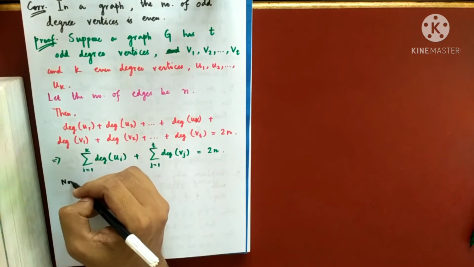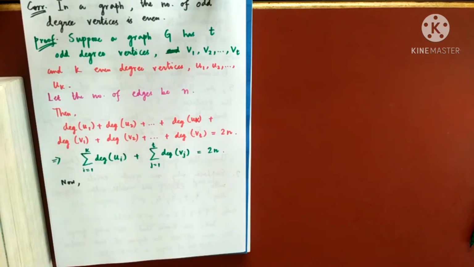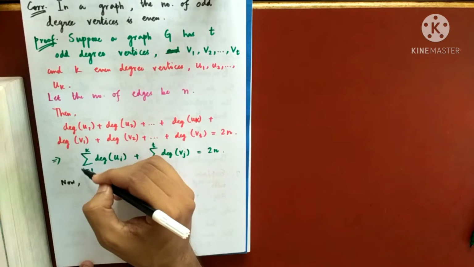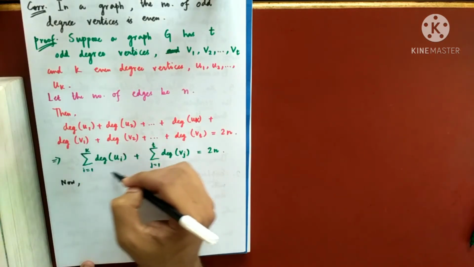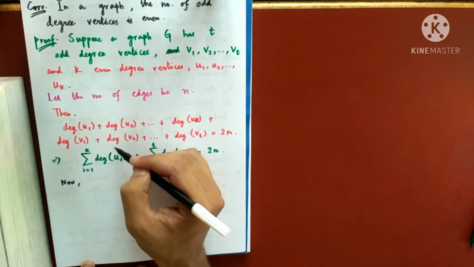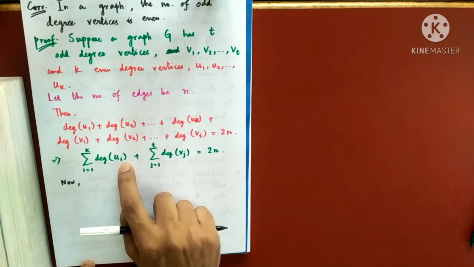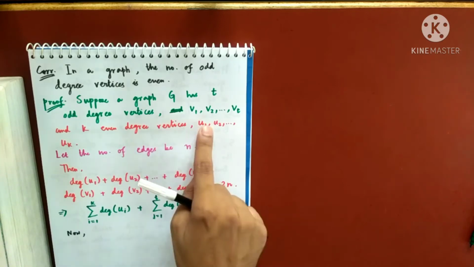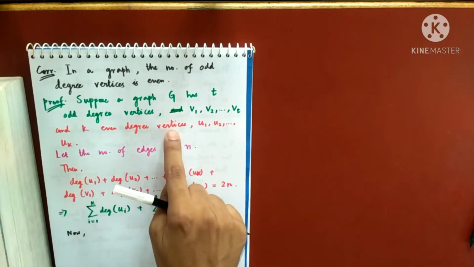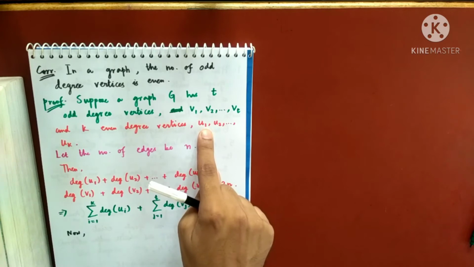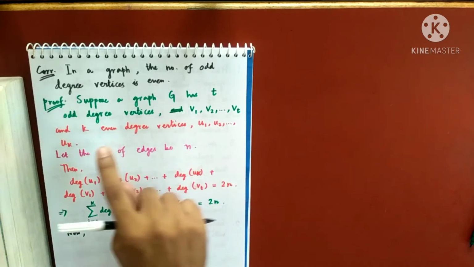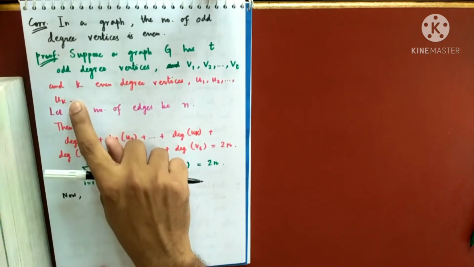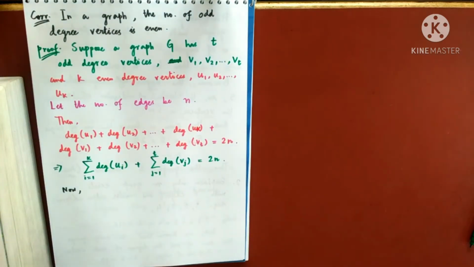Now you see, this is an even number. Why is this an even number? Because degree of each ui is even. You see, u1, u2, uk are even degree vertices. Degree of u1 is even, degree of u2 is even, degree of uk is even. So any number of even numbers you add, what will happen? Their sum is always going to be even.